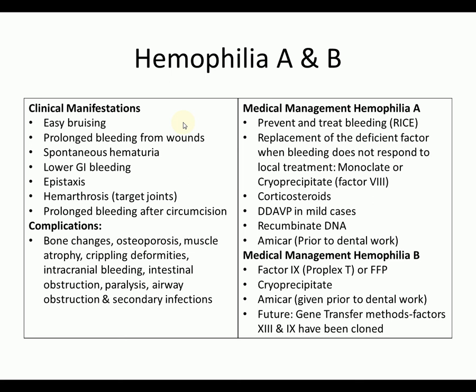Medical management for hemophilia B will be factor IX, which is Proplex T, or fresh frozen plasma, cryoprecipitate, and Amicar will be given prior to dental work for this as well. In the future, you're going to have gene transfer methods for factor VIII and for factor IX because they have been cloned.